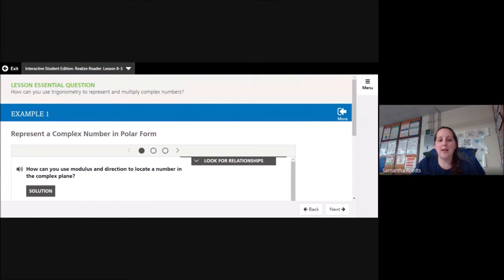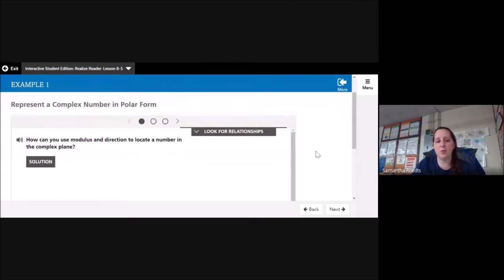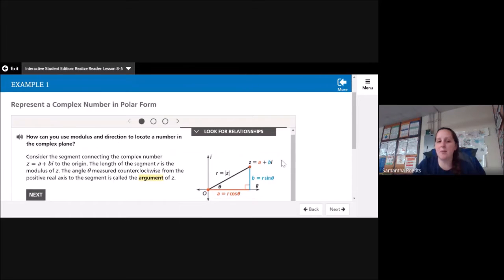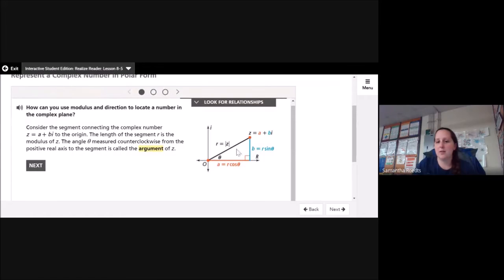Example 1, represent a complex number in polar form. How can you use modulus and direction to locate a number in the complex plane? Consider the segment connecting the complex number z equals a plus bi to the origin. The length of the segment r is the modulus of z. The angle theta measured counterclockwise from the positive real axis to the segment is called the argument of z.